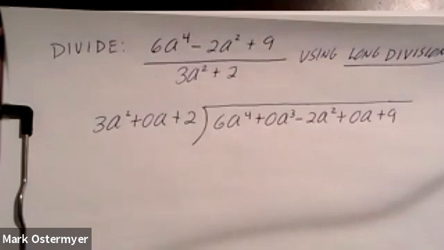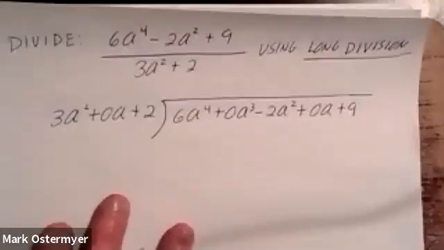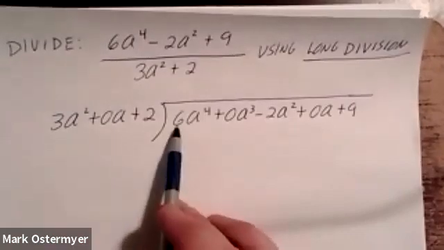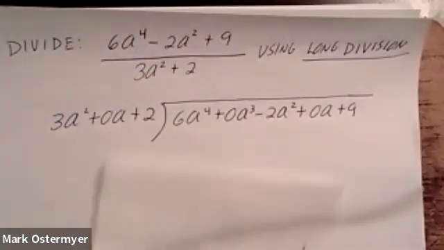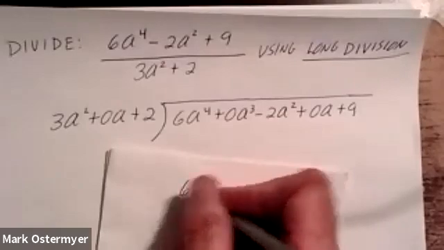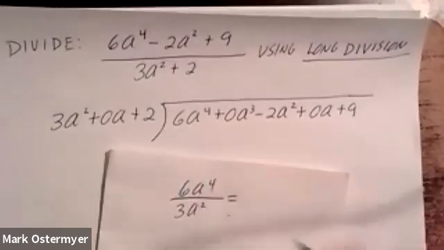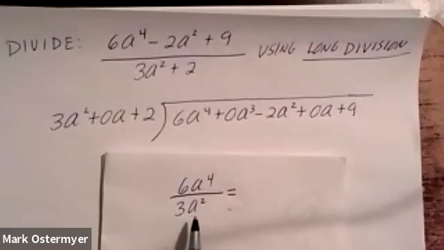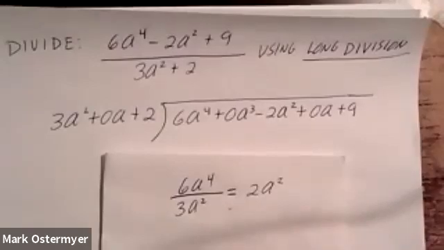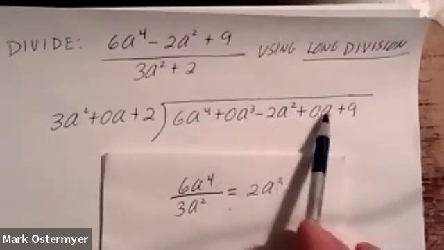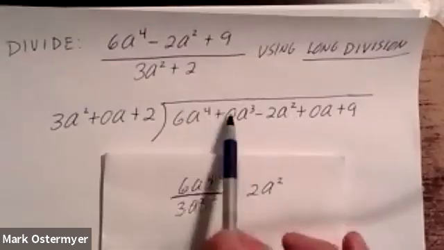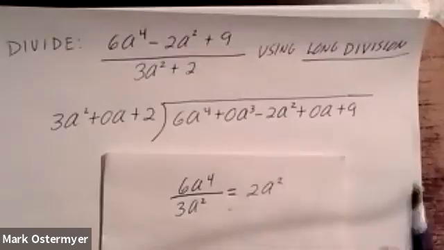Very important, placeholders. All right, let's begin our division. We ask ourselves, how many times is 3a squared divided into 6a to the 4th? How does that reduce? 2a squared. Where do I put the 2a squared? Above what term of the dividend? Above the minus 2a squared. Yes, keep like terms lined up in columns.